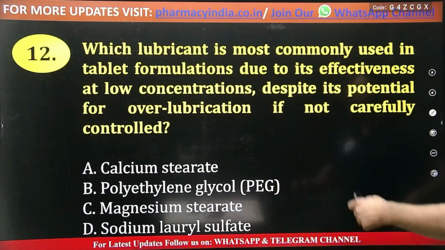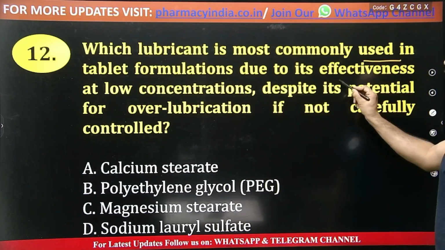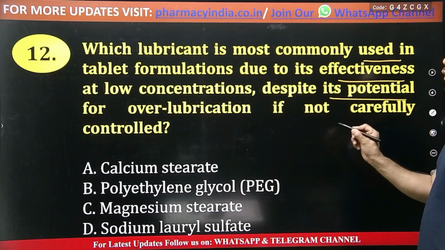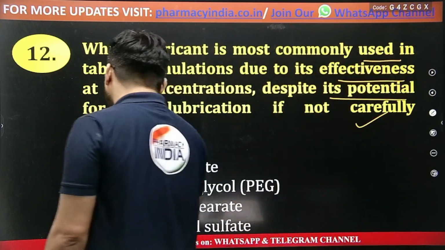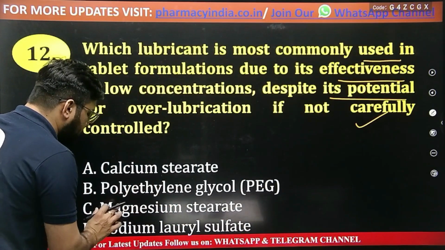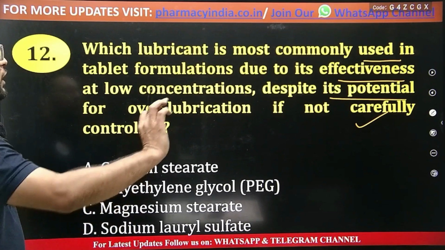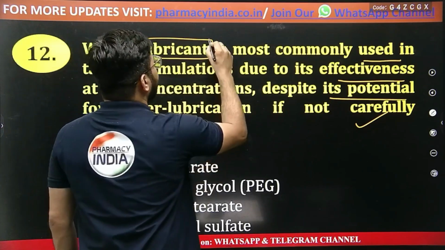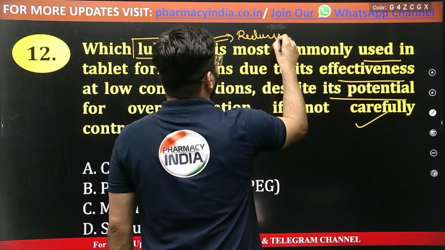Now the next question is, which lubricant is most commonly used in tablet formulation due to its effectiveness at low concentration despite its potential for over lubrication if not carefully controlled? Options are: A calcium stearate, B polyethylene glycol, C magnesium stearate, D sodium lauryl sulfate. Let me clear what the function of lubricant is. Lubricant reduces friction. Yes, the main function of lubricant is to reduce friction.